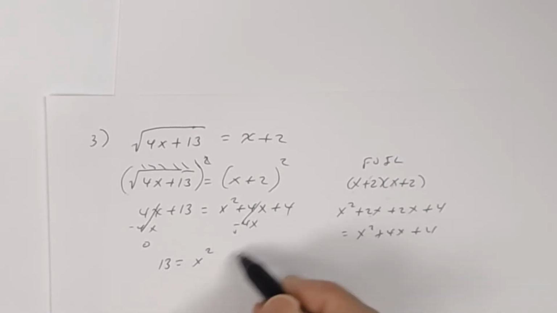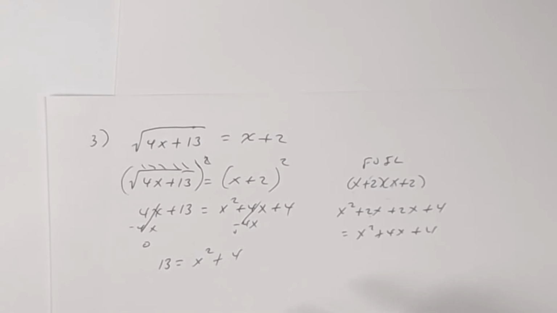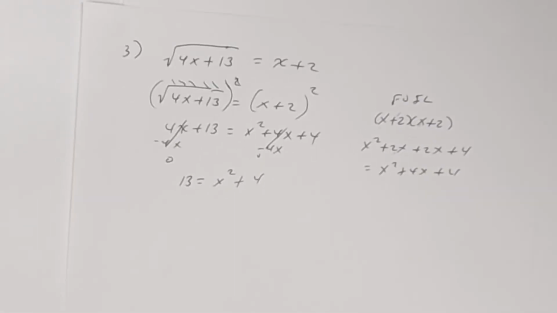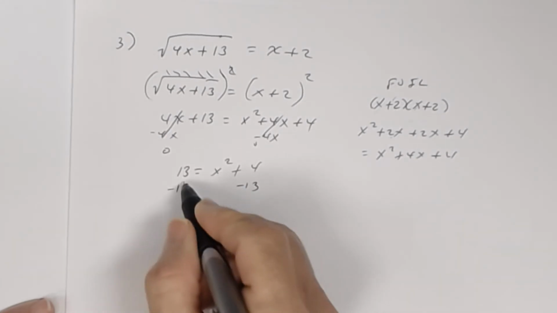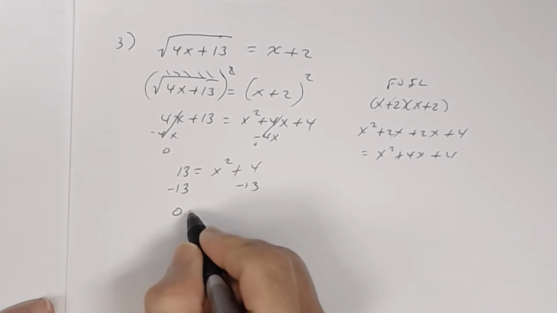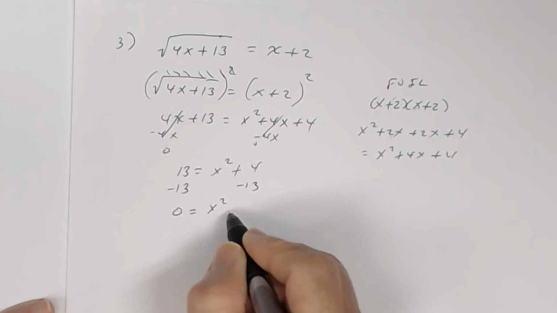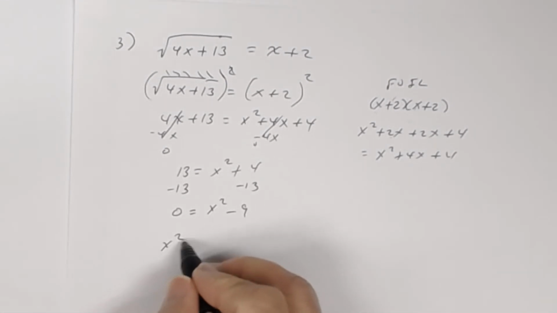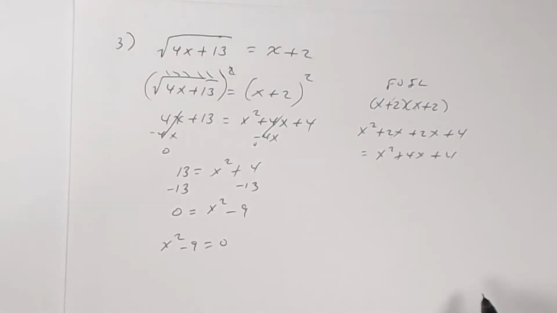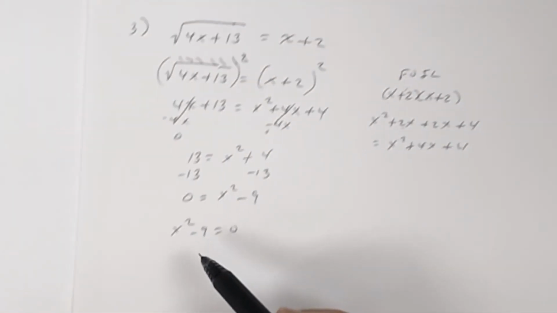So you get x squared plus 4 over here. And then the next step is to subtract 13 from both sides. So when I subtract 13 from both sides, 13 minus 13 is 0, equal x squared minus 9. And so notice I have this quadratic equation, x squared minus 9, which is equal to 0. And then we got to factor this.